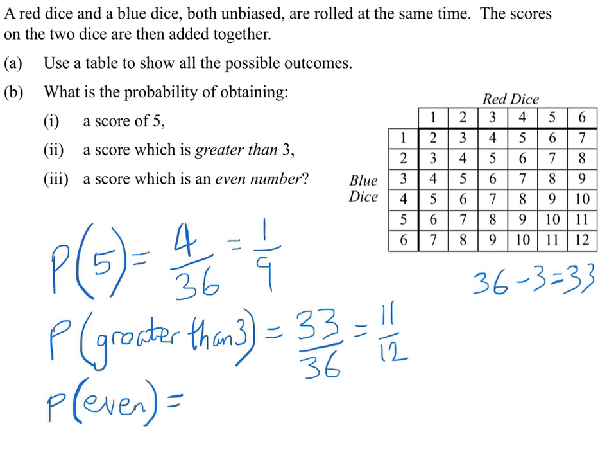And for the last one, the probability that the score is going to be even, so that is totting up all of the even numbers, and that is going to be out of 36. And we can quite clearly see there that we have 18 out of 36, which is equivalent to a half.